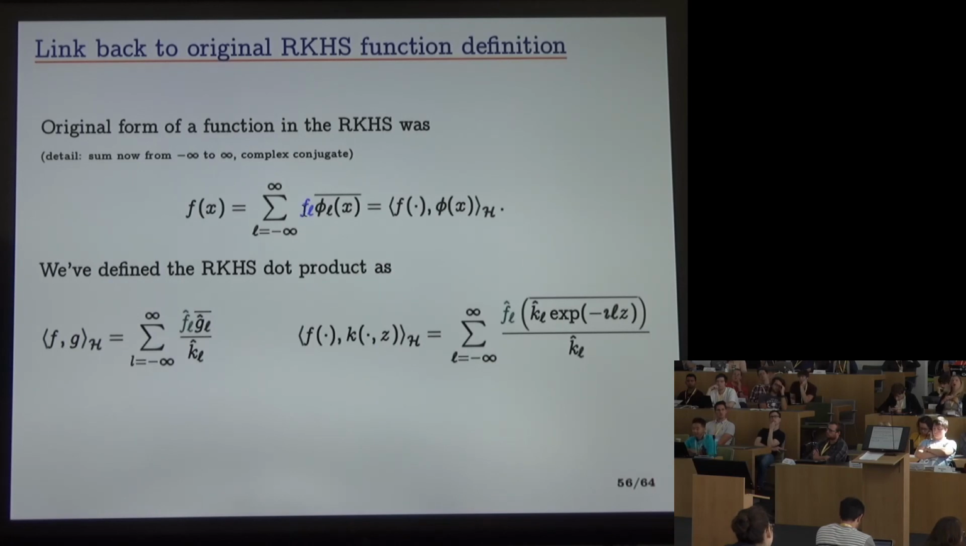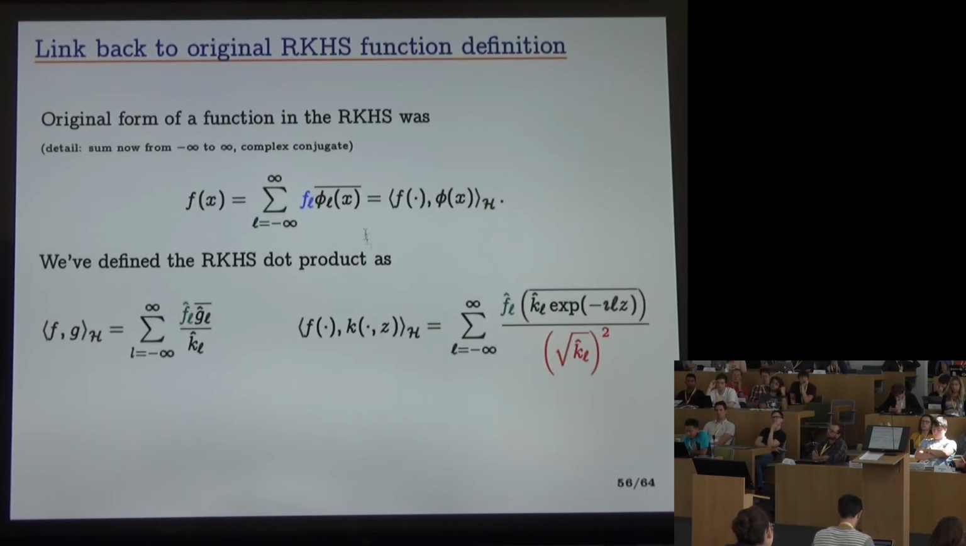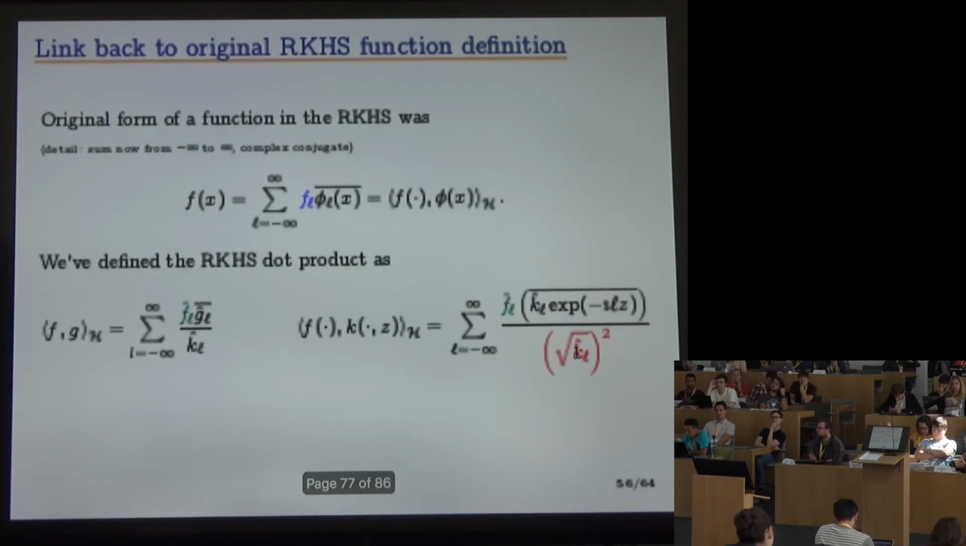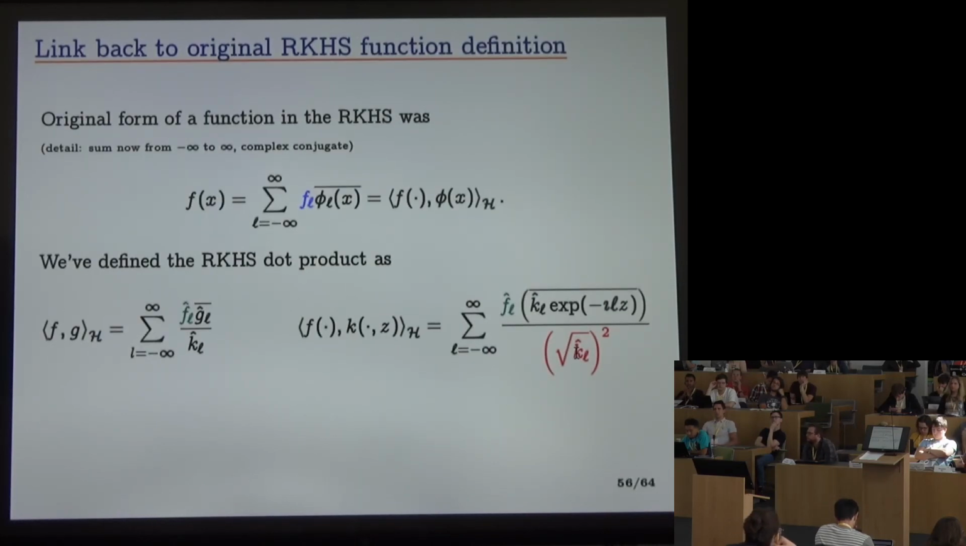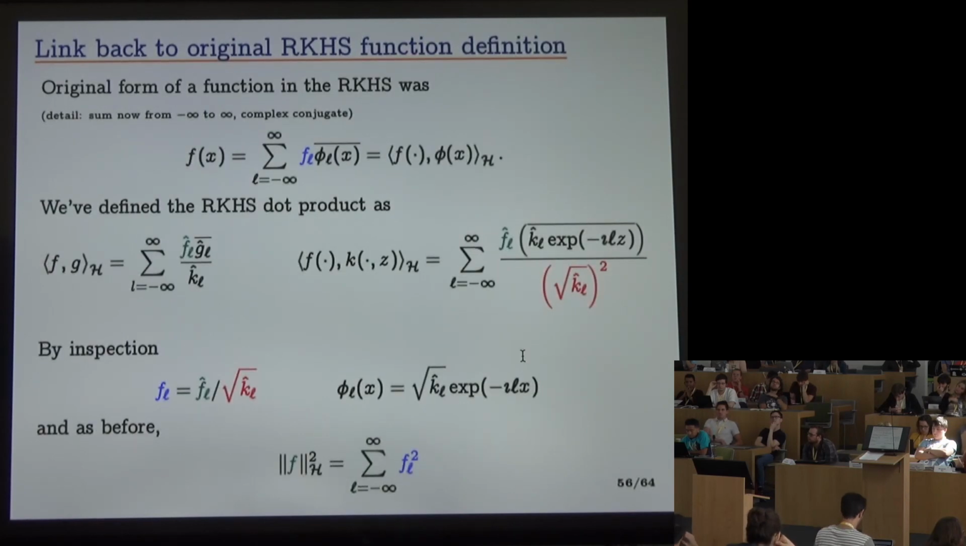These f_l here and these f hat l here are not the same thing. The f hat are the Fourier coefficients. The f_l here are the coefficients that I used when I defined my feature space. They're not the same thing, but from these expressions you can immediately see that they're very related. So if I take my k and express it as the square of the square root of k, then I can immediately see that my features are square root of k times these eigenfunctions, which is exactly what we've done earlier, and that the f_l are the Fourier coefficients divided by the square root of the Fourier coefficients of k.